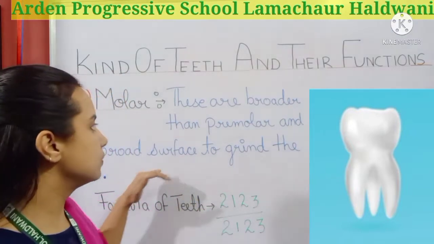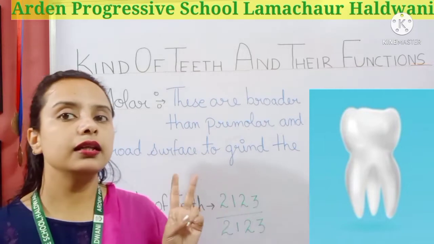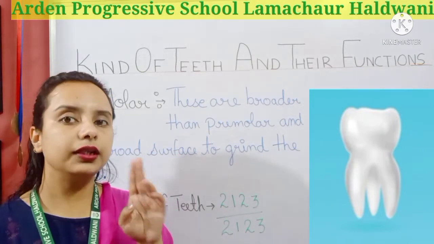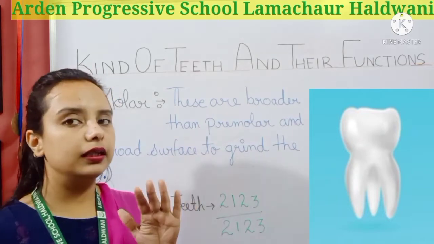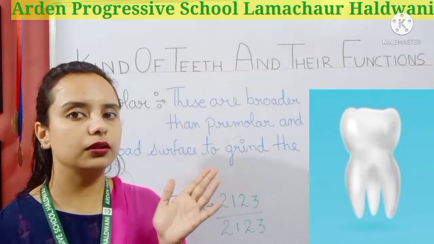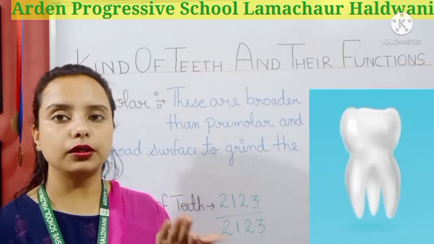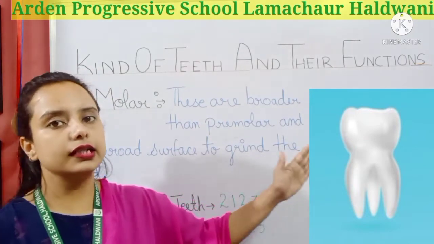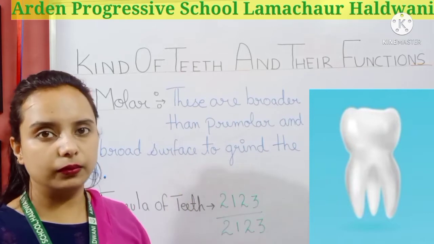So we use the premolars and the molars. In the premolars there are 3 crowns, but in the molars there are 4 crowns. That's why the molars are much broader than the premolars. As you can see here, this is an image of the molars.